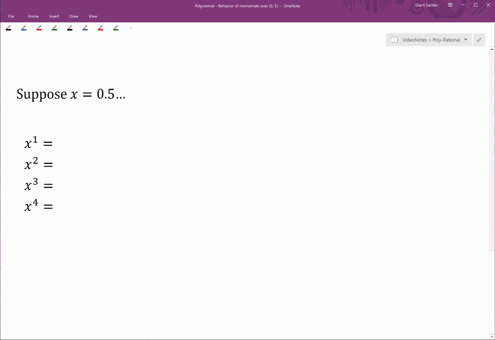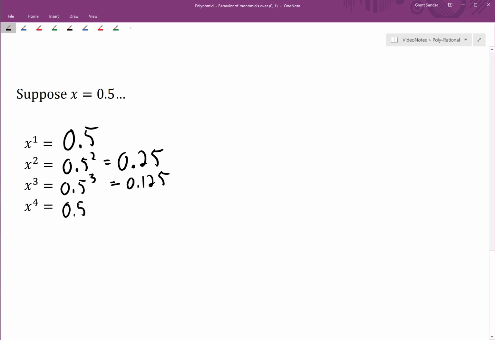So let's suppose that x is equal to 0.5. Then x to the power of 1 is just equal to 0.5. X squared is equal to 0.5 squared, which is equal to 0.25. X cubed is equal to 0.5 cubed, which is equal to 0.125. Finally, x to the fourth is equal to 0.5 to the fourth, which is equal to 0.0625. Now, as we move down this list, notice that each time all we're really doing is multiplying by 0.5.